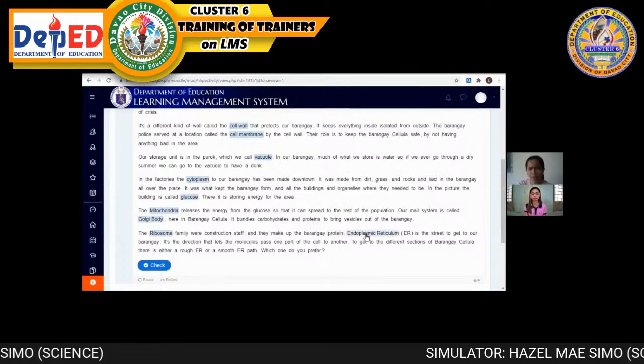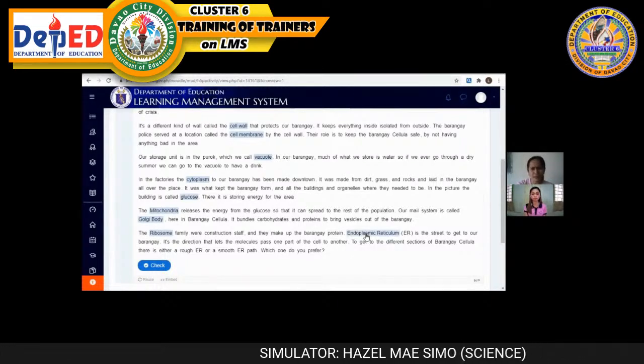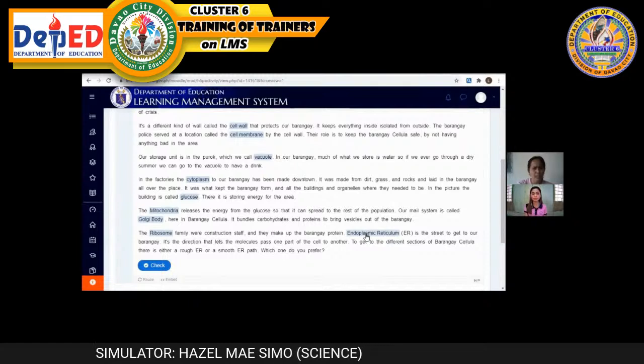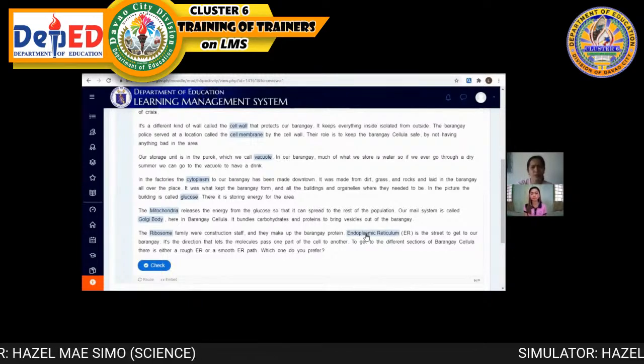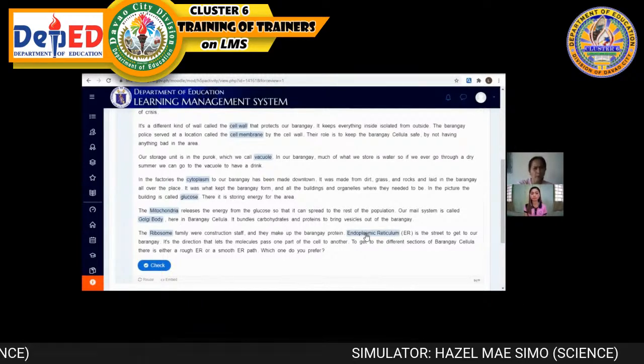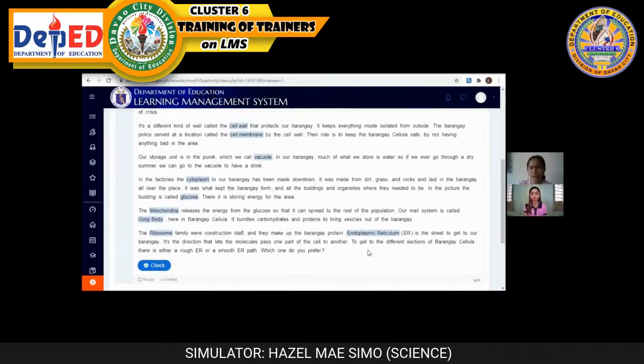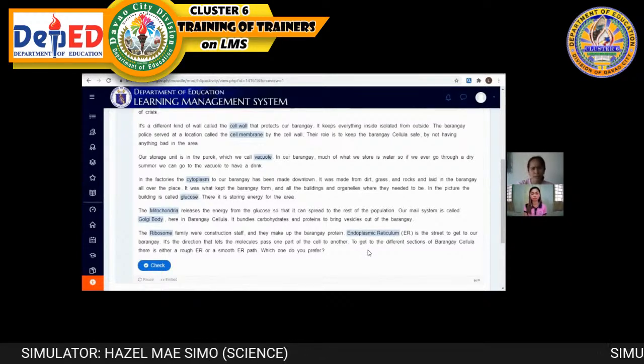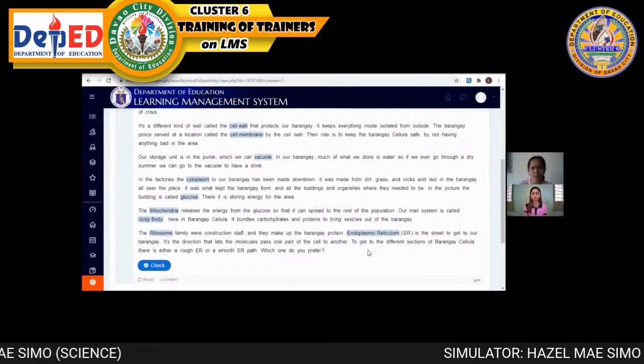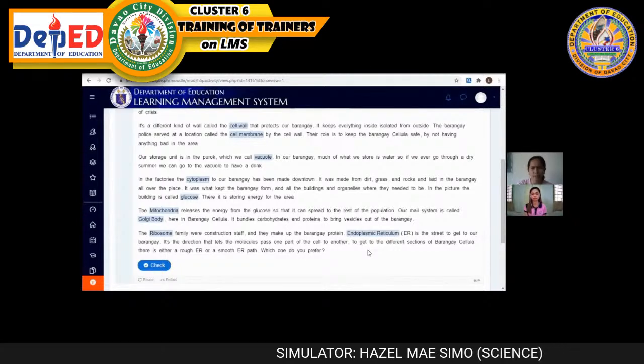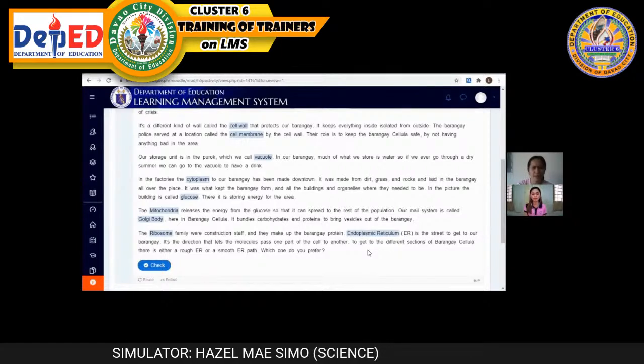The endoplasmic reticulum is the street to get to our barangay. It's the direction that lets the molecules pass from one part of the cell to another. To get to the different sections of barangay cellular, there is either a rough ER or smooth ER path.